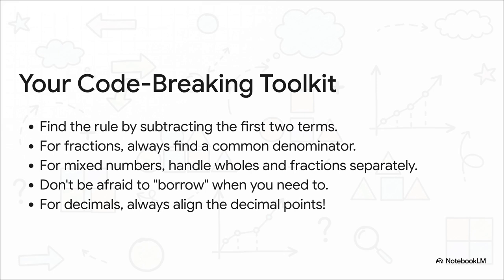For fractions, remember codebreaker rule number 1. Common denominators are your best friend. For those tricky mixed numbers, use the two-step mission. Wholes first, then fractions. And don't forget you can borrow. And finally, for decimals, codebreaker rule number 2. Always align those decimal points.